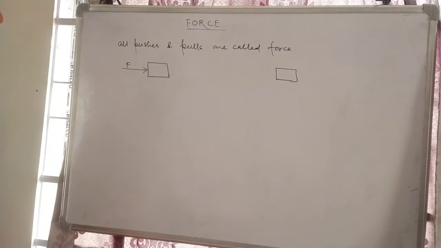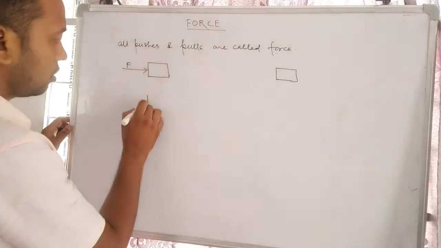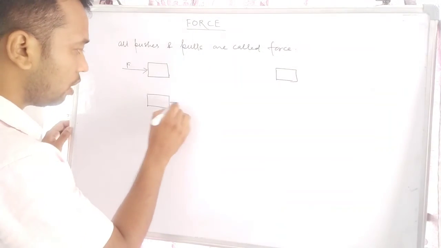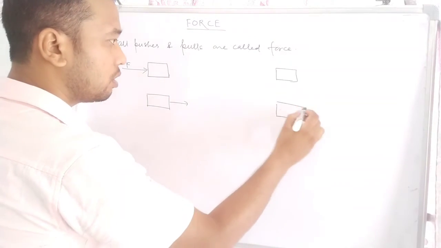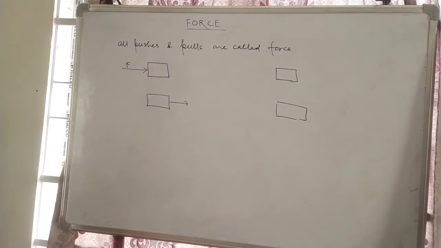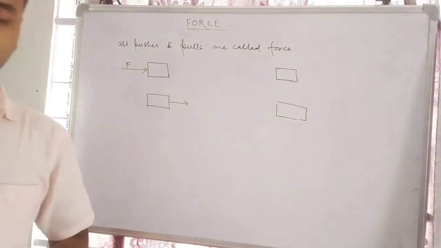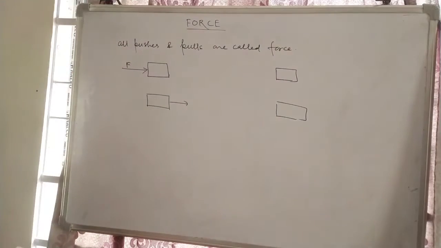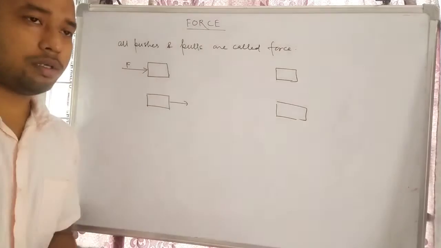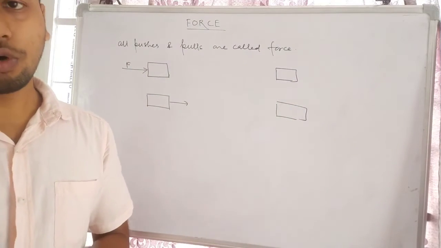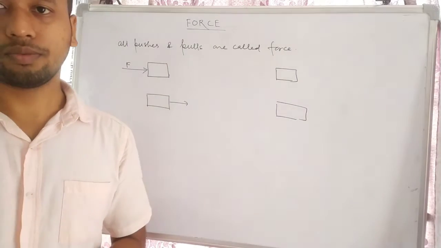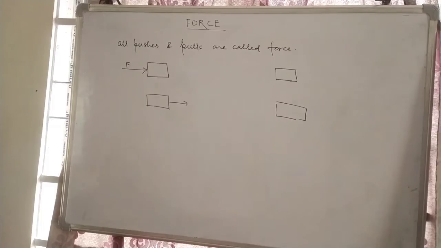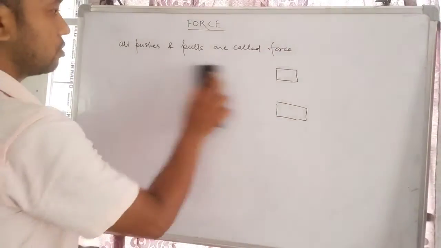Okay, or another way, we can pull the object from this side. Okay, we can pull it and we can move it to this position. Okay, so that's why it is called, all pushes and pulls are called force. Now if we apply two or more than two forces on a single body, then what will be the resultant force? Okay, now we'll discuss about resultant force.